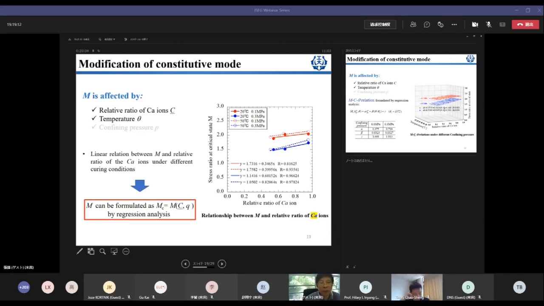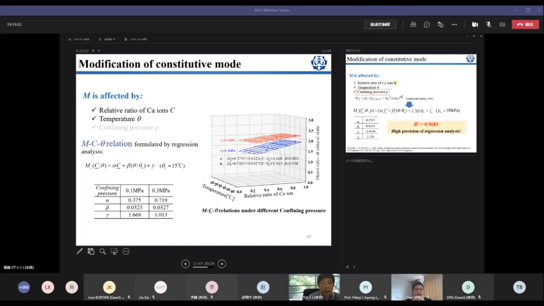constitutive model. First of all, we have to propose that the capital M should be formulated as a function of the relative solution and the stress, the temperature, okay. And you can see this is one result between the capital M_c and the temperature under different confining stress. For different confining stress, the blue and the red are different. So we still have to move ahead.